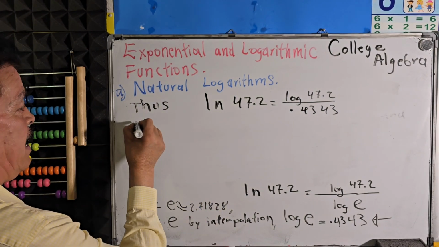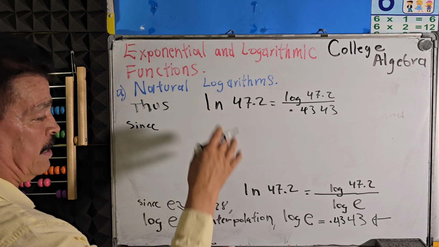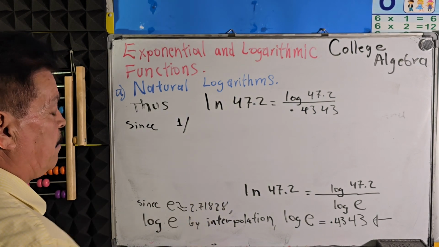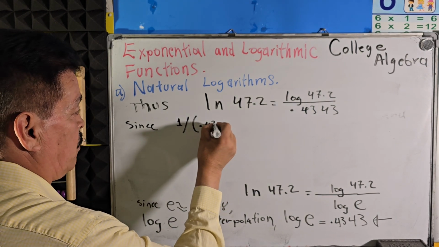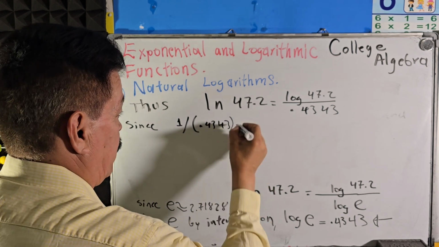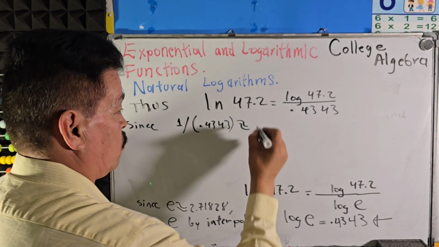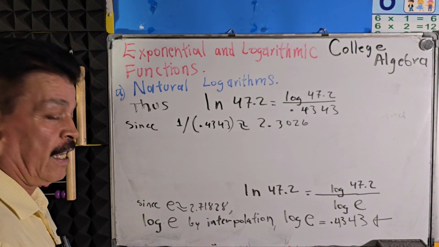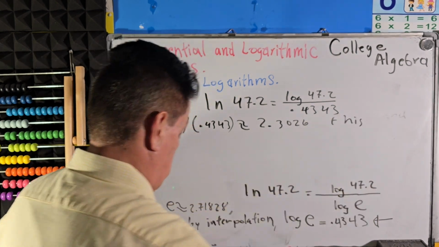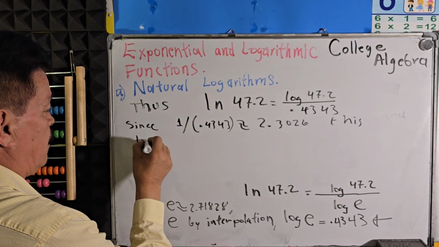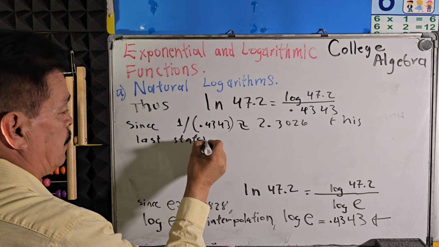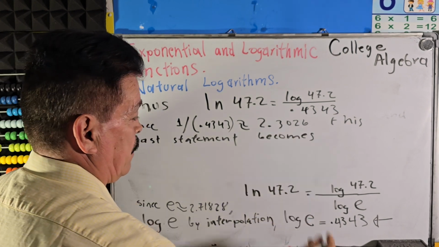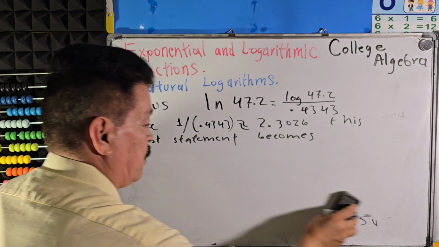So now, look at this, I'm going step by step because it's confusing. Just write 1 divided by 0.4343. If you divide it, this is also 2.3026. See? So this becomes, I will erase this now. We don't need it.